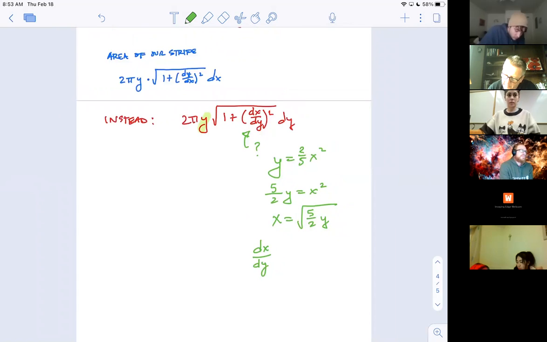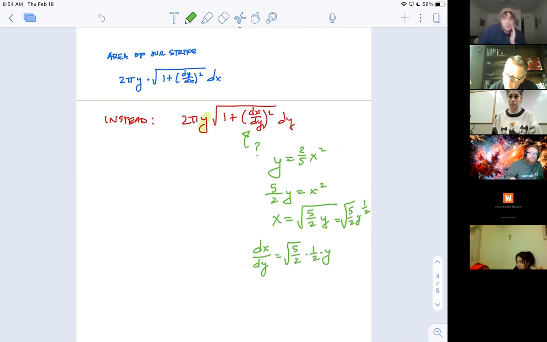notice the square root, the 5/2 just comes along for the ride. So I have the square root of 5/2, but then the square root of y is really y to the 1/2 power. So the derivative of that would be 1/2 comes down front, and now y is to the negative 1/2 power.